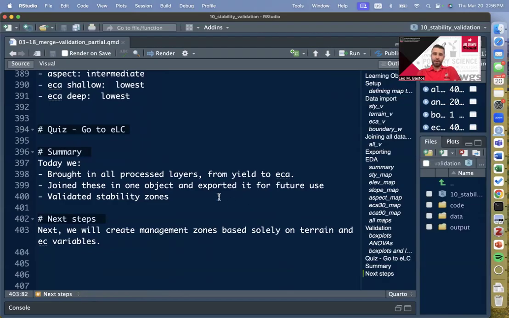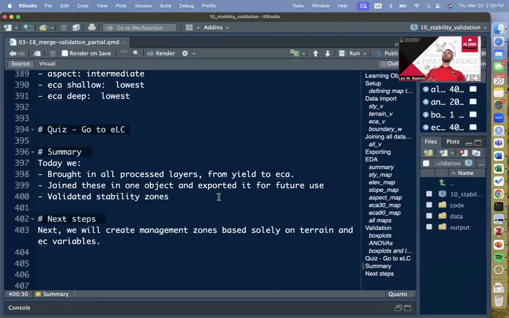So with that, we wrap up this part of the exercise, and our next step is going to be to create management zones that are going to be based solely on terrain and EC variables. If you think of it, the yield spatial temporal stability zones, you could use them as a management zone if you're managing for something that responds to your potential. Like, for example, nitrogen. And we're going to see this in a future exercise.